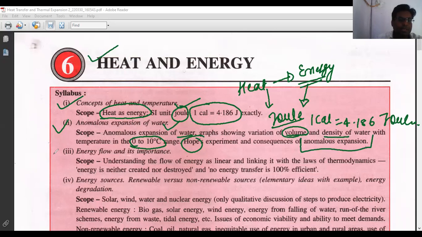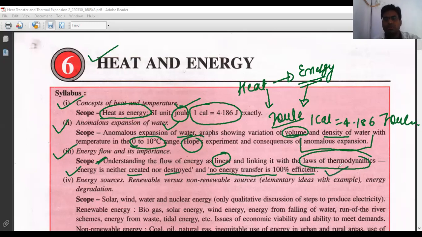The next topic we will study is flow of energy and its importance. The next scope is understanding the flow of energy as linear and linking it with the laws of thermodynamics. As we know, energy is neither created nor destroyed. It is only transferred from one form to another, right? No energy transfer is 100% efficient, so there is some loss when we transfer energy. The next topic is energy sources, renewable versus non-renewable, right?